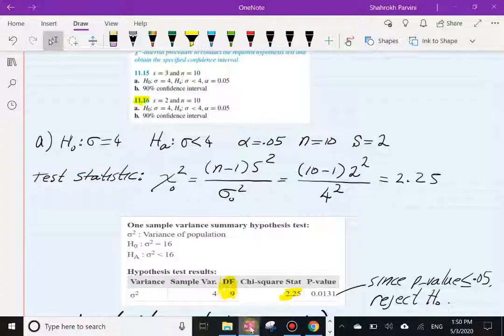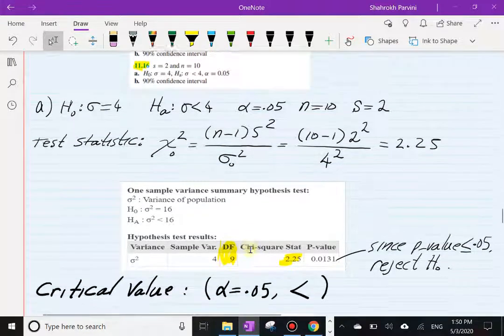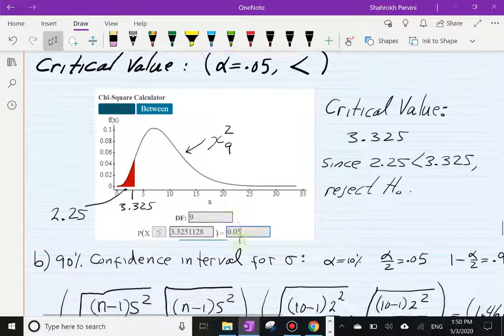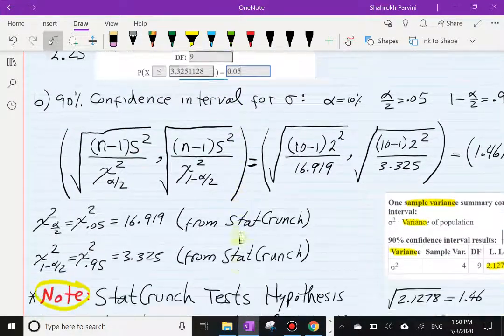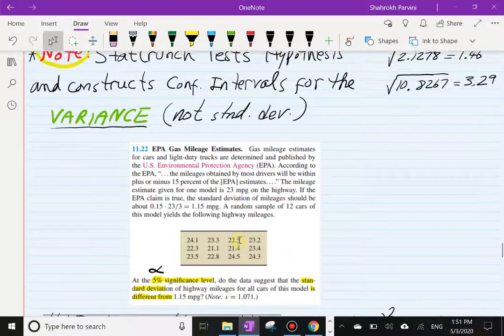Let me go back to my notebook, and let's see, the critical values, again, this you have to do yourself. It's not something in the output that StatCrunch gives us. Okay, and that brings us to this exercise now.